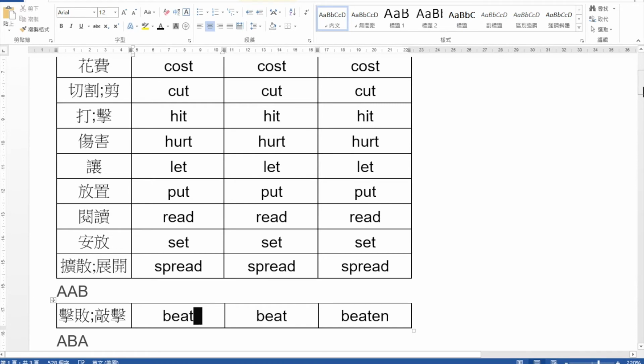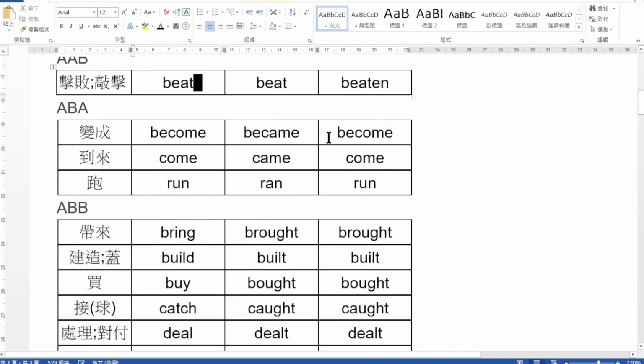Beat, beat, beaten. Become, became, become. Come, came, come. Run, ran, run. Bring, brought, brought. Build, built, built. Buy, bought, bought. Catch, caught, caught. Deal, dealt, dealt.